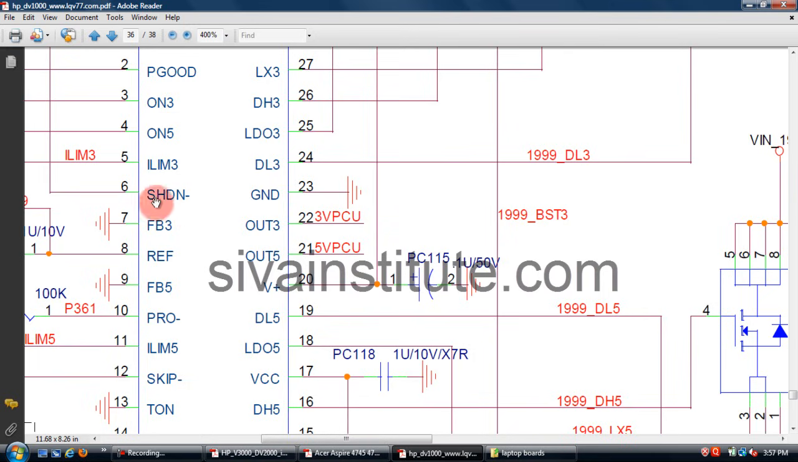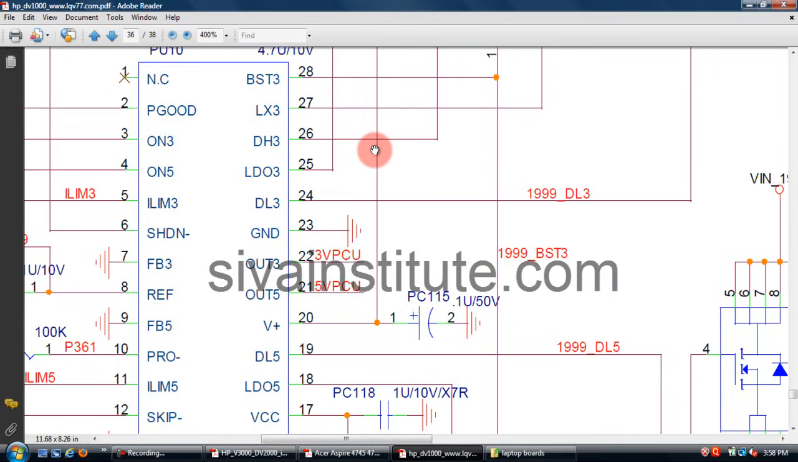In some there is no shutdown pin. When you give V in voltage, the output voltage comes out immediately. When V in voltage is okay but there is no output voltage, LDO 3 and LDO 5, you should check whether a shutdown pin or enable pin is there. You should check this shutdown pin voltage.